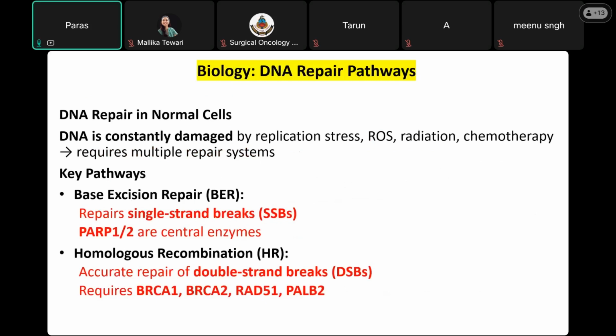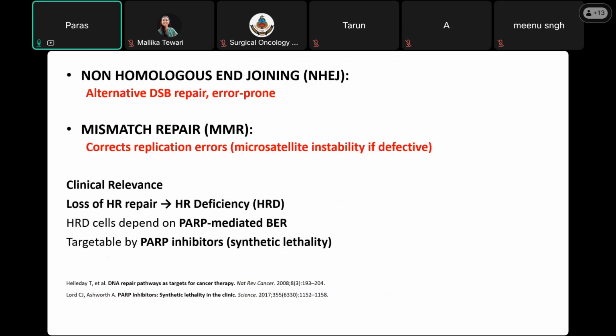It requires BRCA1, BRCA2, RAD51, PALB2, etc. genes. Non-homologous end joining is an alternate double-stranded repair, and it is an error-prone mechanism. And mismatch repair corrects the replication error. If mismatch repair is deficient, microsatellite instability results. Clinical relevance is that the loss of homologous recombination repair leads to homologous recombination deficiency. HRD cells depend on PARP-mediated base excision repair, and these are targetable by PARP inhibitors, leading to synthetic lethality. I'll be explaining that further.